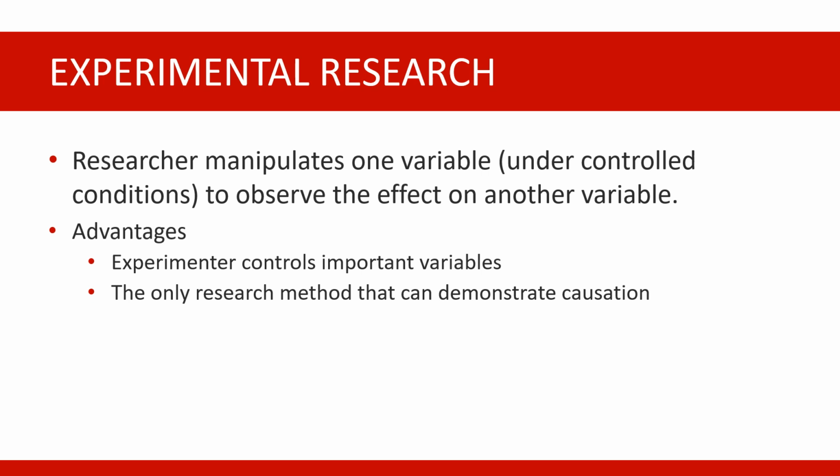So unlike in observational research, the experimenter is determining who in the study is exposed to the variables and at what level they are being exposed. And because the experimenter is manipulating this under controlled conditions, this is the only research design that can demonstrate causation.